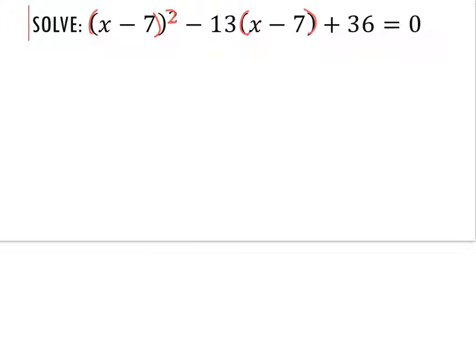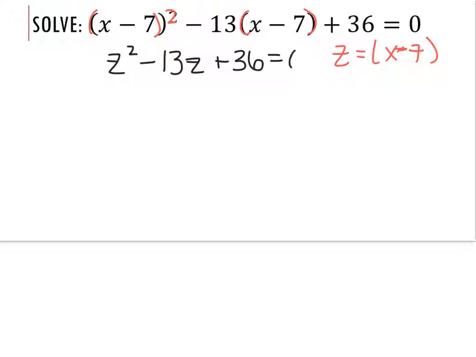What if I said the letter z is going to be your best friend today? And instead of writing x minus 7, let's write the letter z. Let's replace it. So this was x minus 7 squared, which means it's going to become z squared. This was negative 13 times x minus 7, so instead it's going to become negative 13z. And then we have plus 36 is equal to 0. This is something that we can factor.